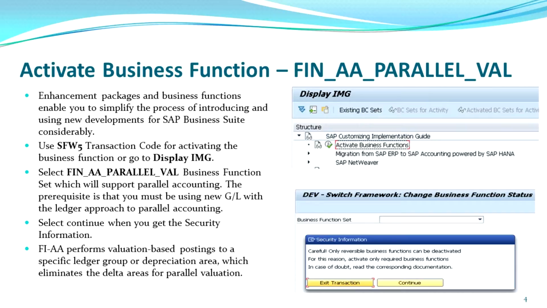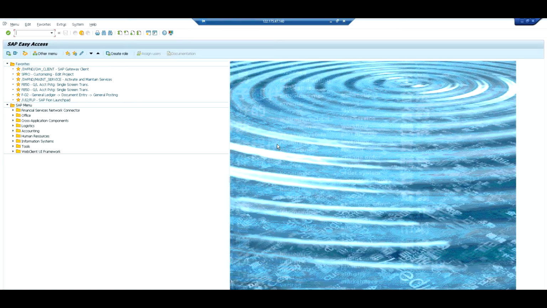When you activate this one, you will get this display. Here you have to click activate business functions. Then you have to select continue. Activation of business functions: we need to activate some business functions to take advantage of the new SAP HANA.